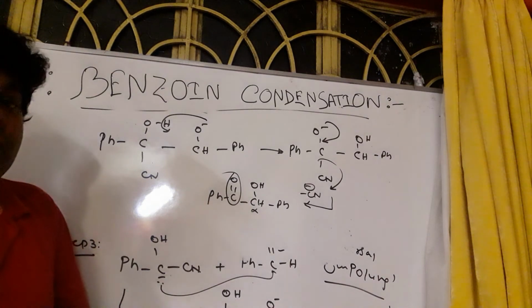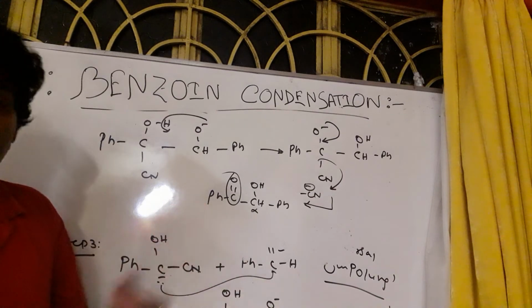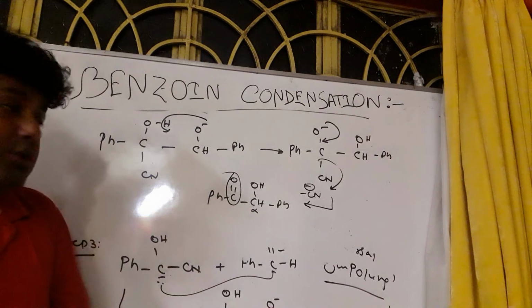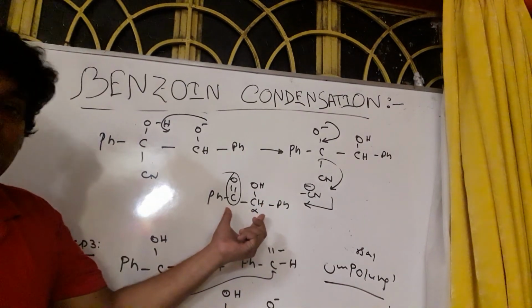So this is what we have learnt this time, that the aromatic aldehyde like benzaldehyde got condensed, and by the condensation, that is the connection of two molecules, it gave you a product which is alpha hydroxy ketone.